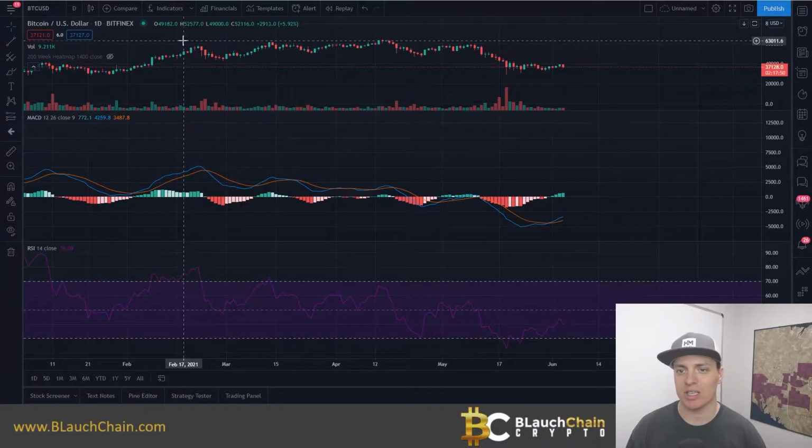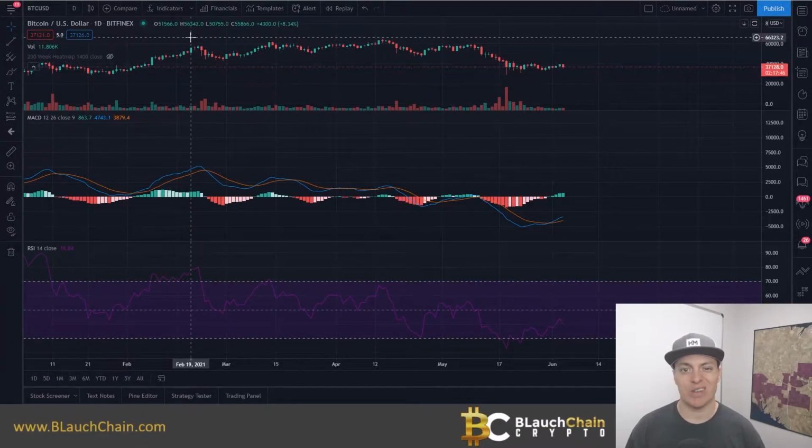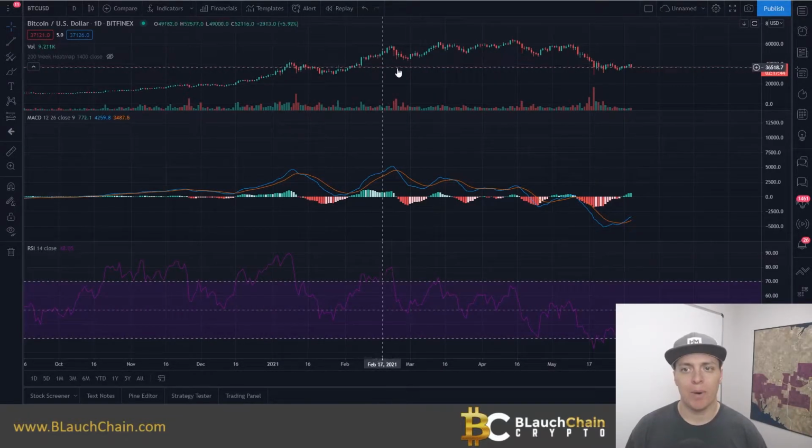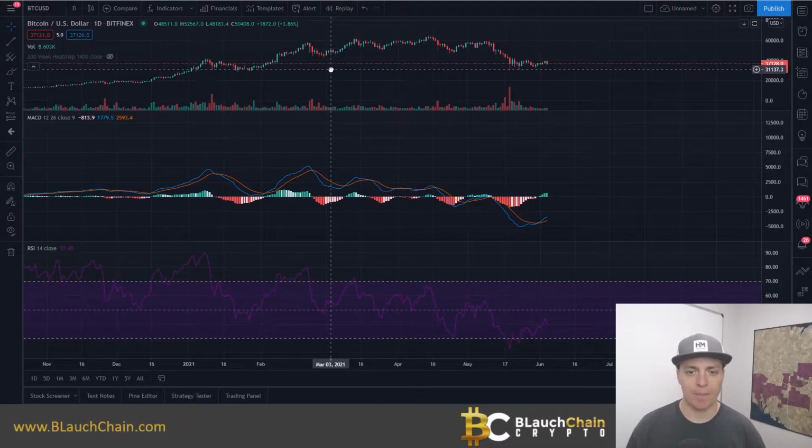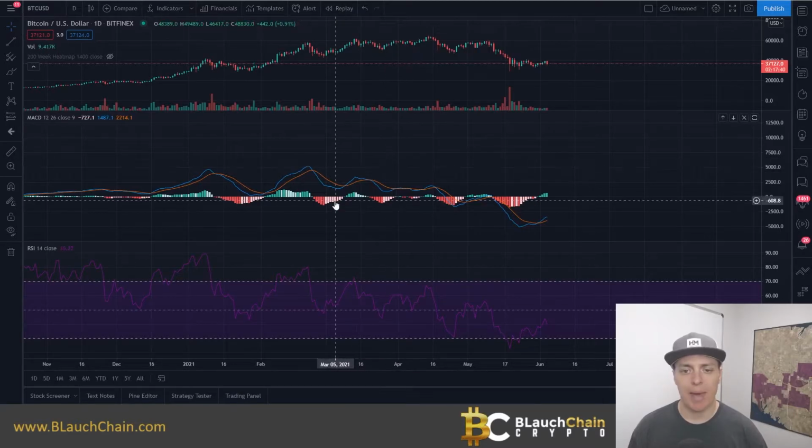It looks like it's really consolidating between 63 and 27, which is a really massive channel. But overall, it looks like it's going up, right? And then coming back down. Let's talk about MACD. What is the MACD?